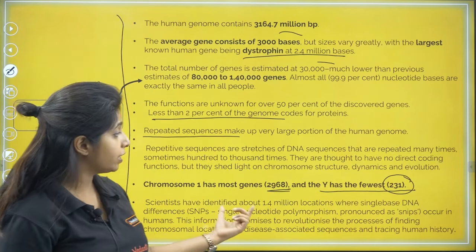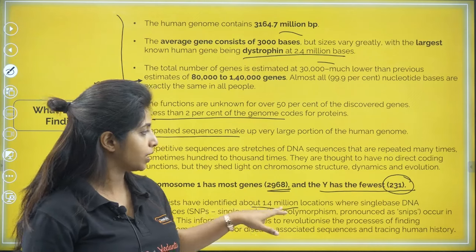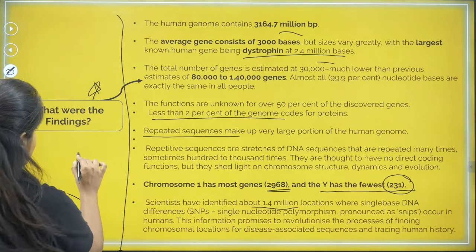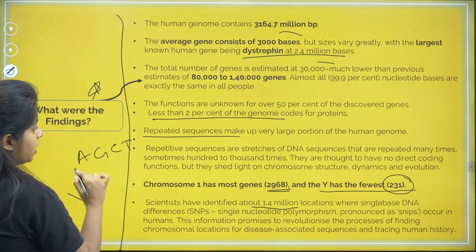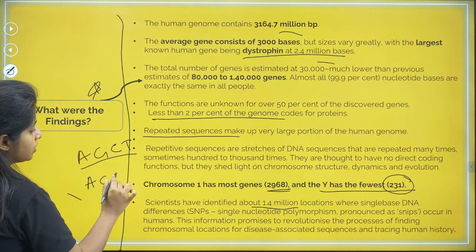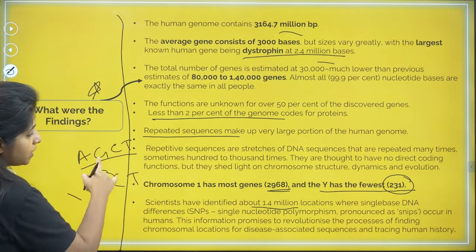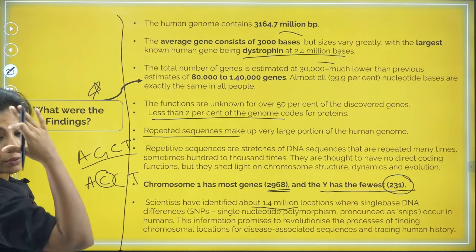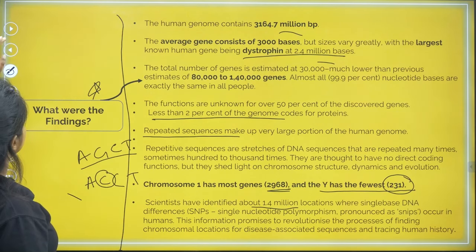Now, scientists have identified about 1.4 million locations where single base DNA differences are there. That means you and me, for example, AGCT. I have this, but you have ACCT. Single base difference is there. This is known as single nucleotide polymorphism. So those were the findings that they did in the Human Genome Project.